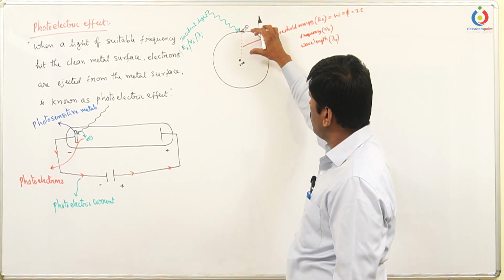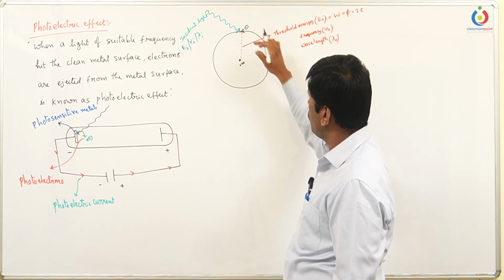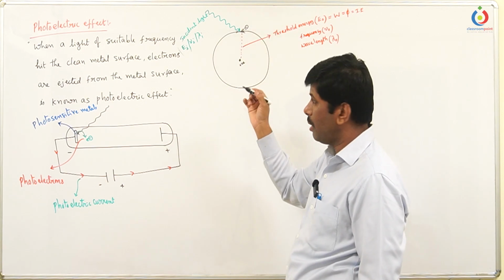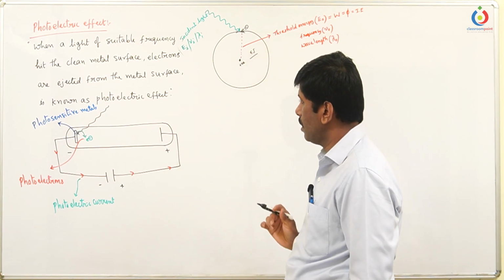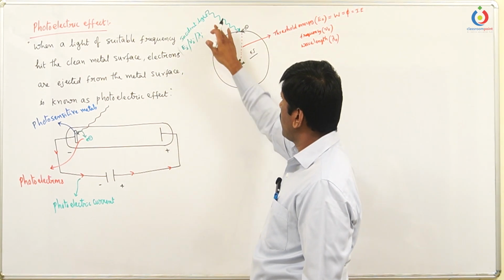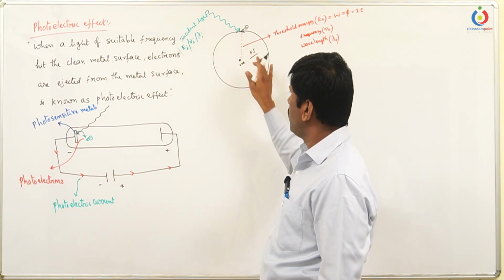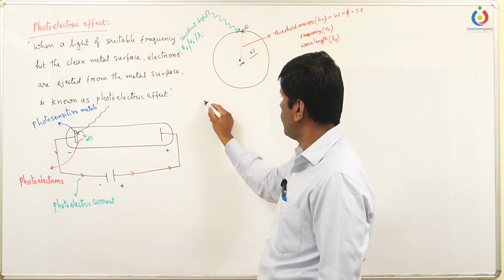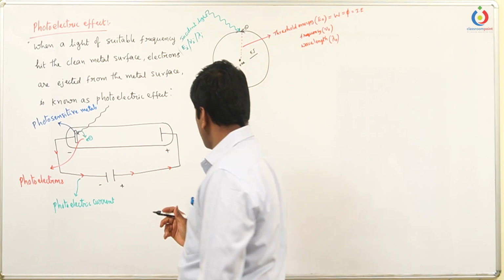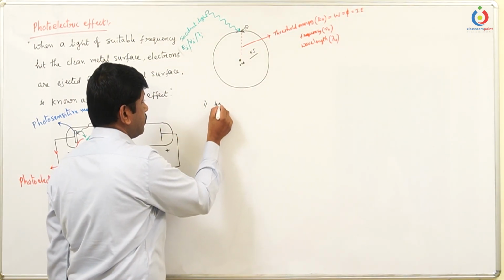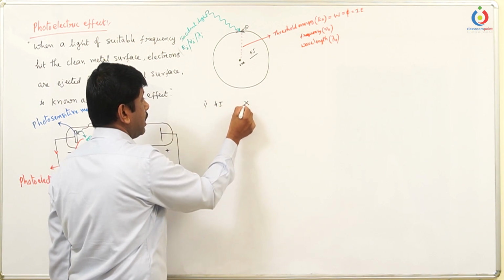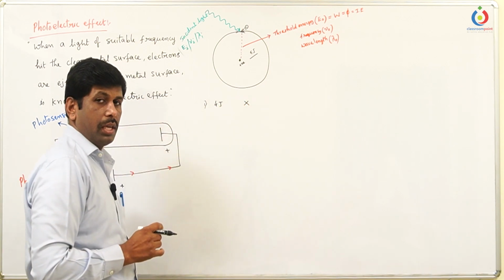Imagine the energy required by the electron to overcome the nucleus attraction power. In this case, I am taking it as 5 joules. So whatever energy we are giving must be more than 5 joules. For example, let us take different cases here. In case 1, if we are giving 4 joules of energy, we cannot see any photoelectrons ejected.